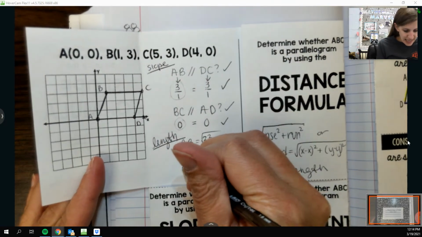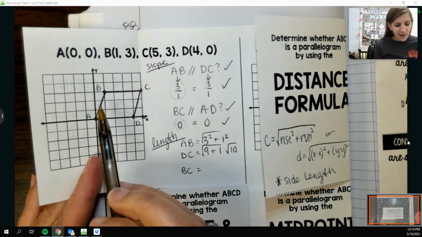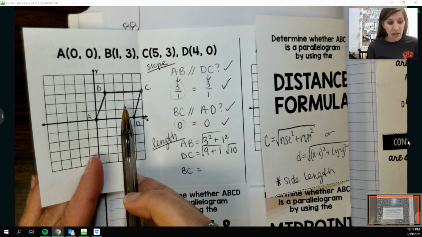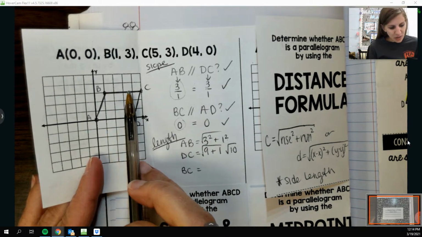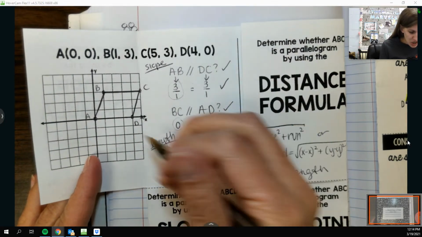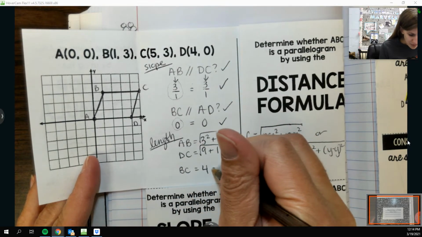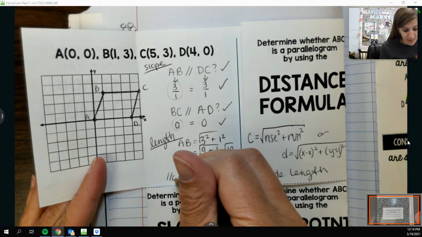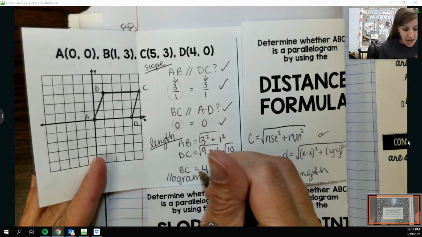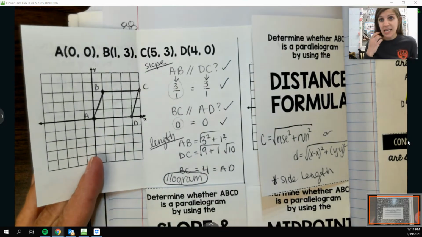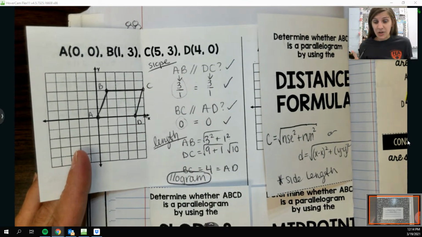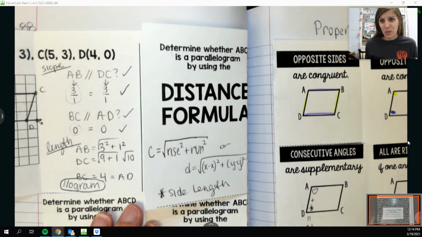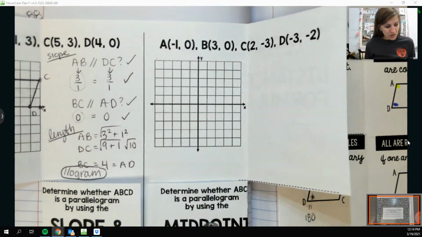Now, for BC, I don't really need to do rise and run squared because this is just flat, so I can count how many squares there are. So BC is 1, 2, 3, 4 squares, and so is AD. And so this really tells me that I for sure am just a plain old parallelogram. I'm not a rectangle because I don't have 90s. I'm not a rhombus because all the sides aren't the same. So therefore, I'm not a square either. That was kind of a lot for just one problem. I'm so sorry. Maybe we'll not do all of these.